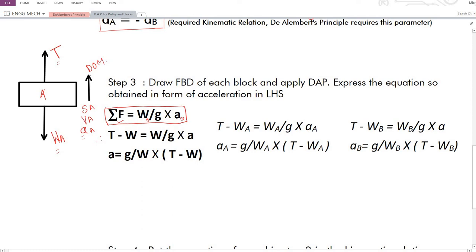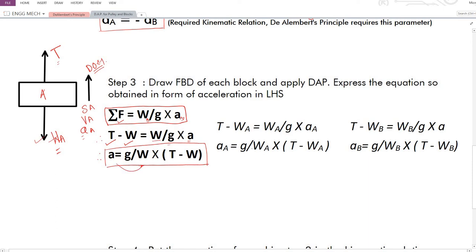Here we can clearly see that tension is in the direction of motion. Tension is exactly following the direction of motion, that's why tension is taken as positive. Now W, the weight of the block, will be taken negative because it is against the direction of motion. That's why it is taken as negative. And the right hand side of D'Alembert's principle is weight divided by acceleration due to gravity multiplied by the acceleration. Now we have to make sure that the expression comes out in a form where acceleration is on the left hand side and the remaining parameters go to the right hand side.